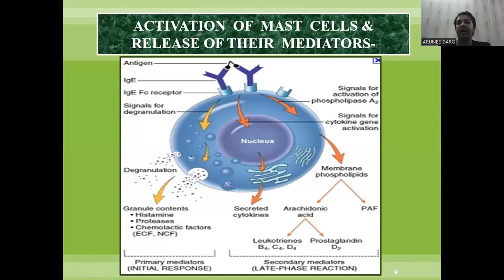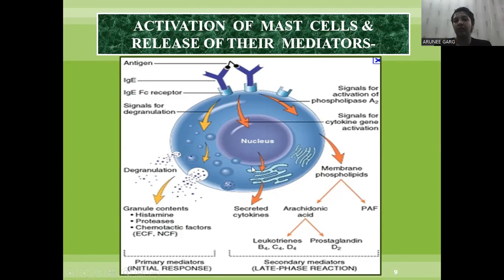Now, how is the activation of the mast cell happening, and how are the mediators released? There are primary mediators and secondary mediators. When the antigen comes and cross-links the immunoglobulin E antibodies, which are already attached to the receptors on the surface of the mast cell, it signals the degranulation process, and the granule contents are histamine, proteases, and chemotactic factors, which cause the initial response. These are the primary mediators.